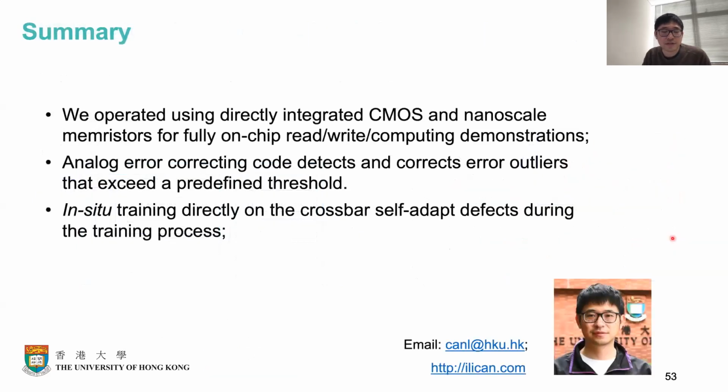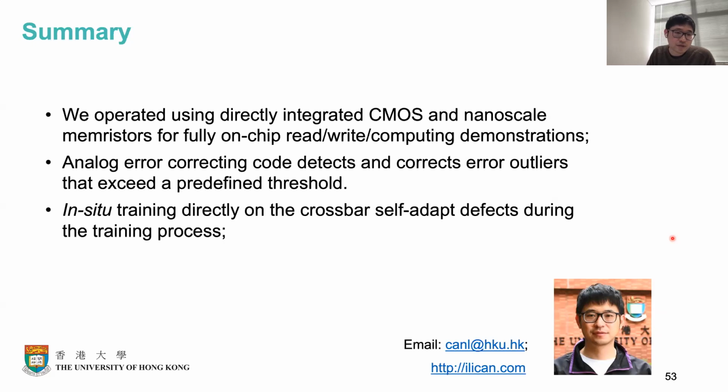So this is the last slide of my talk. In summary, we have operated directly with integrated CMOS and nanoscale memristor crossbars. Integrated CMOS peripherals make the operation faster because of the smaller RC of the peripherals, and the nanoscale memristor crossbars enable a wider conductance range, which means this platform can compute with smaller power consumption. But there are several device defects because the device itself is not mature enough.